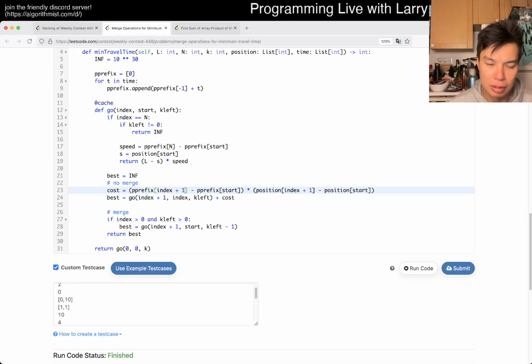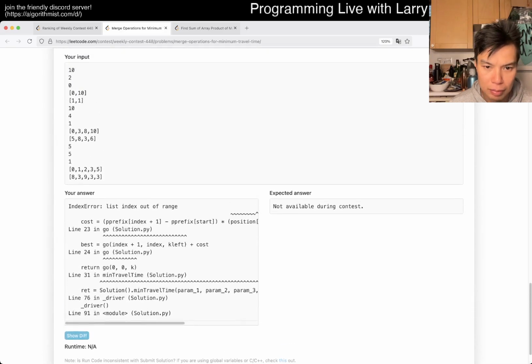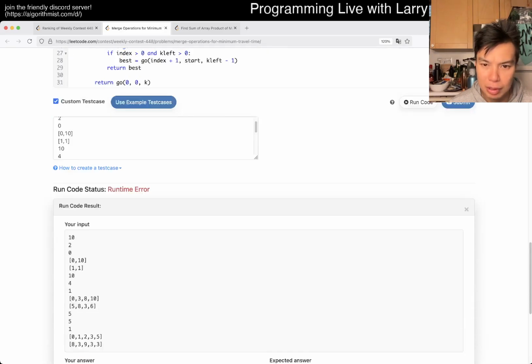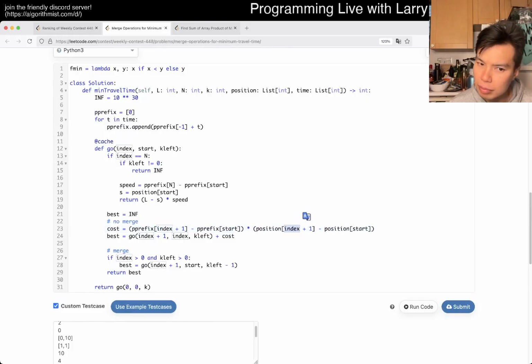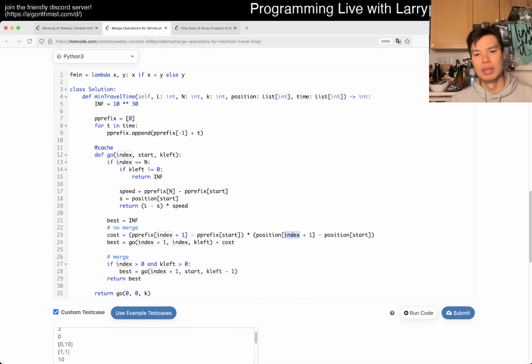Maybe this. Maybe that's fine. Oh, index plus 1 as well. So index plus 1 could be L. Do we do it on the no merge or do we do it on the merge? I'm not consistent here either. On the no merge, you definitely need to clean up.